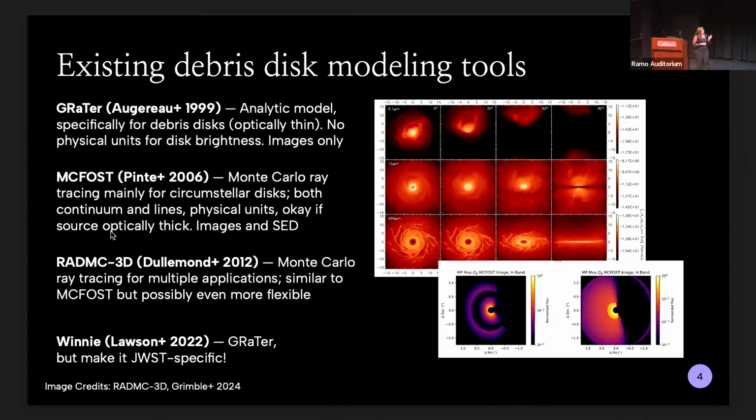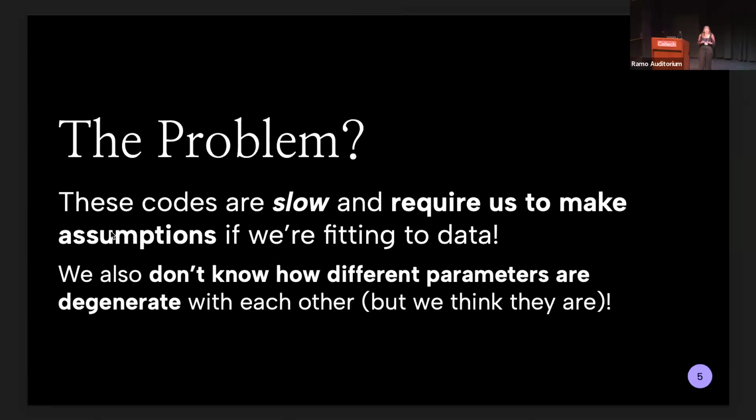A problem here is that a lot of these codes are quite slow. Because of that, if we're trying to do full MCMC fits to data with these, we have to make assumptions on some of the many parameters that go into a debris disk model. And so we're making assumptions about things that we're not 100% sure how they're degenerate with each other. That's kind of a problem, and we do think that a lot of these parameters are degenerate with each other.